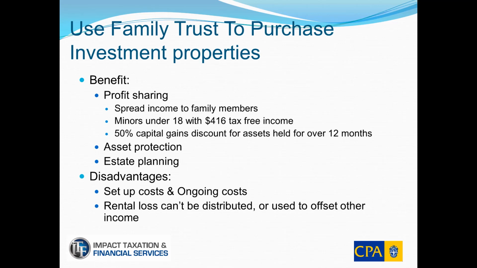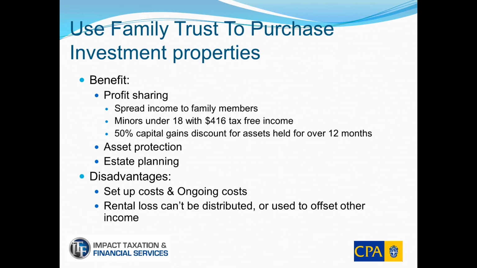Disadvantages: setup costs could be quite high, and also ongoing costs. The cost you're paying to an accountant or tax agent can be much higher than if you were holding the property under your own individual names. Also, inside the family trust, rental loss can't be distributed. Most of the time, if you have a negatively geared property, you can use the rental loss to reduce tax on other income. But in a family trust, you can't distribute rental loss. So it's actually trapped in there.